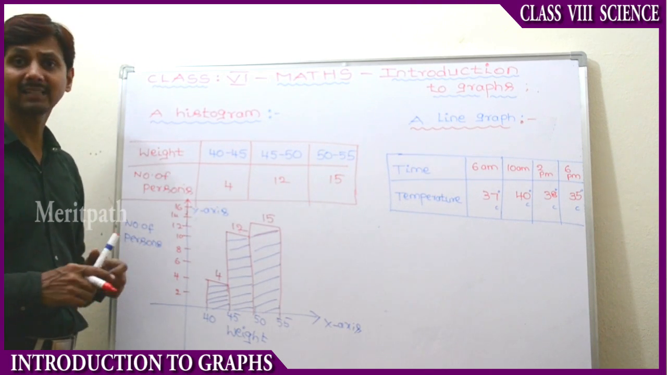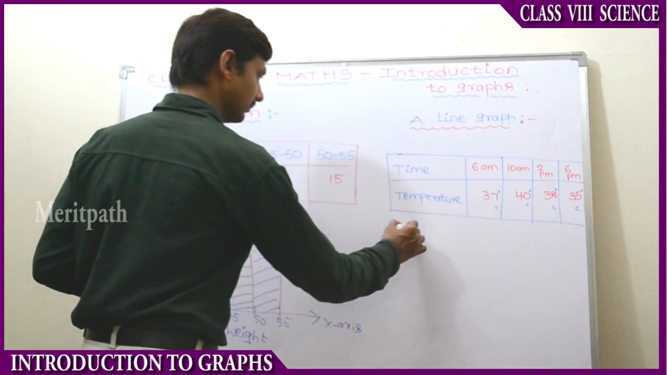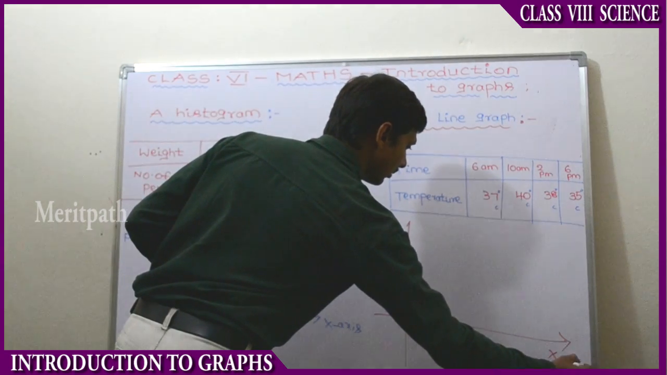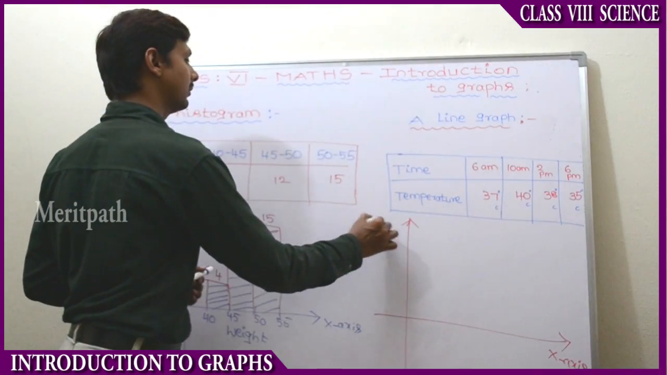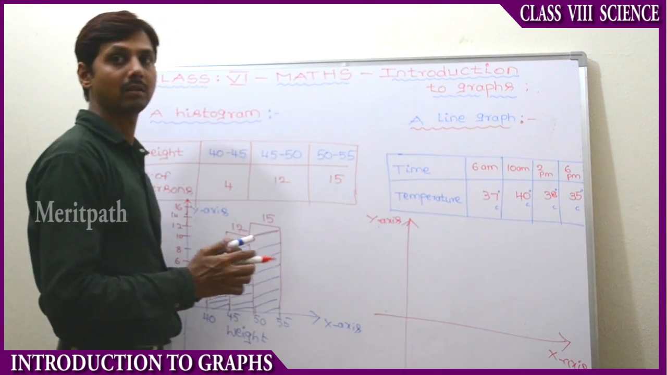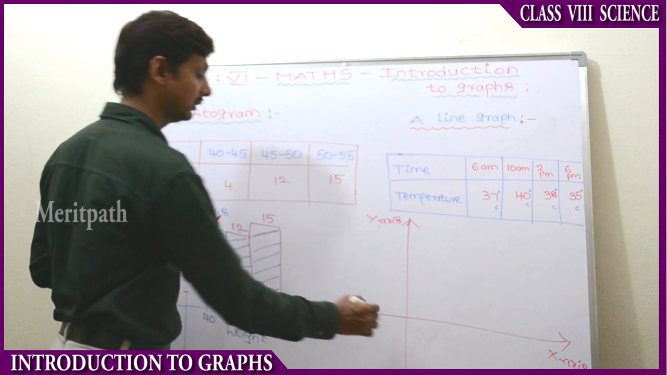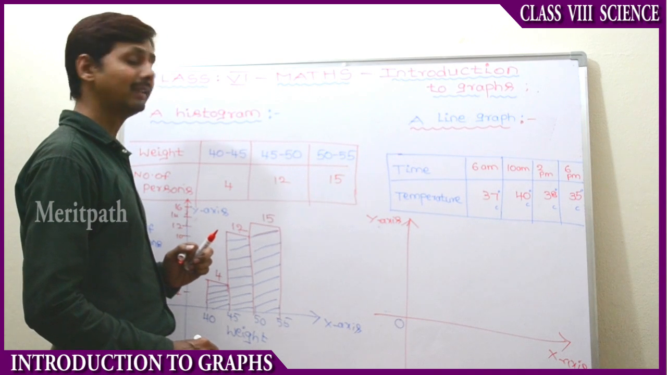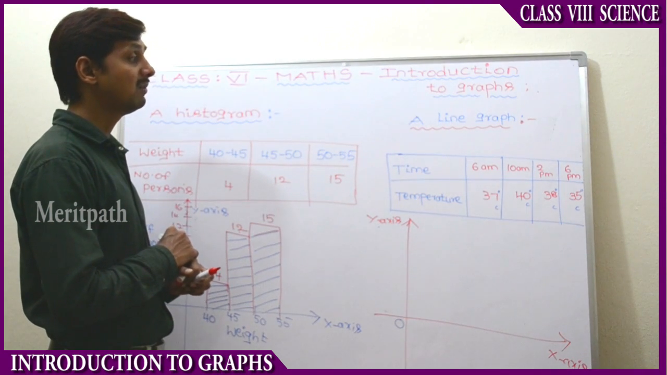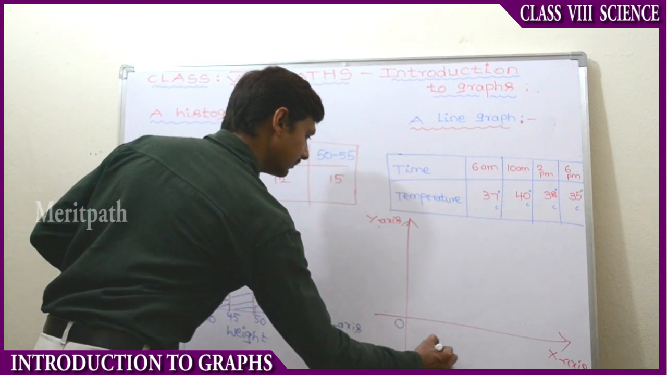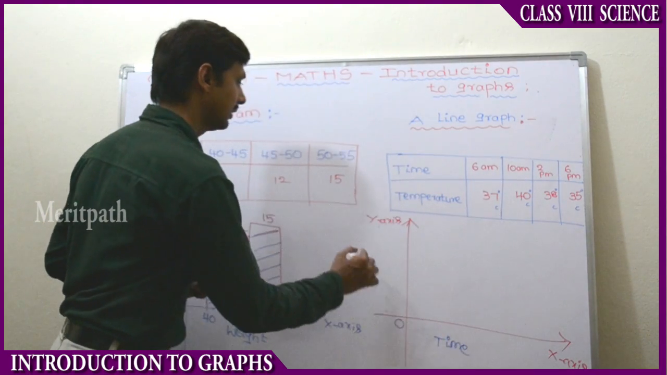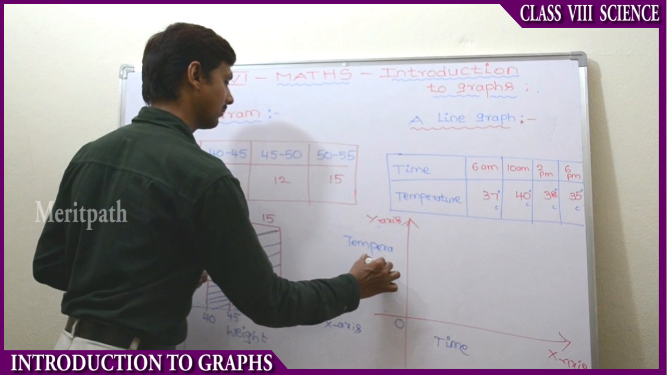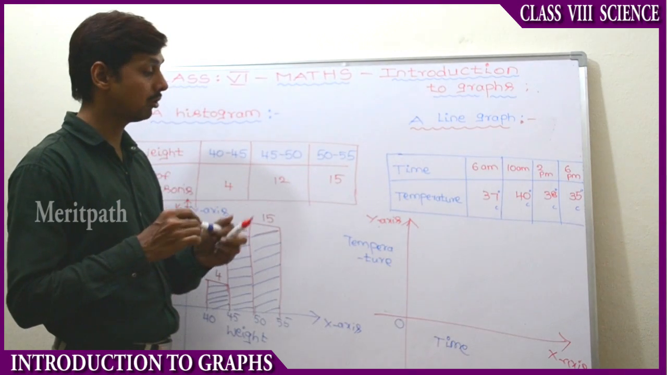We take it the same way, x-axis and y-axis. This is the x-axis, this is the y-axis, and this is the origin. Usually we take time on the x-axis and temperature on the y-axis.